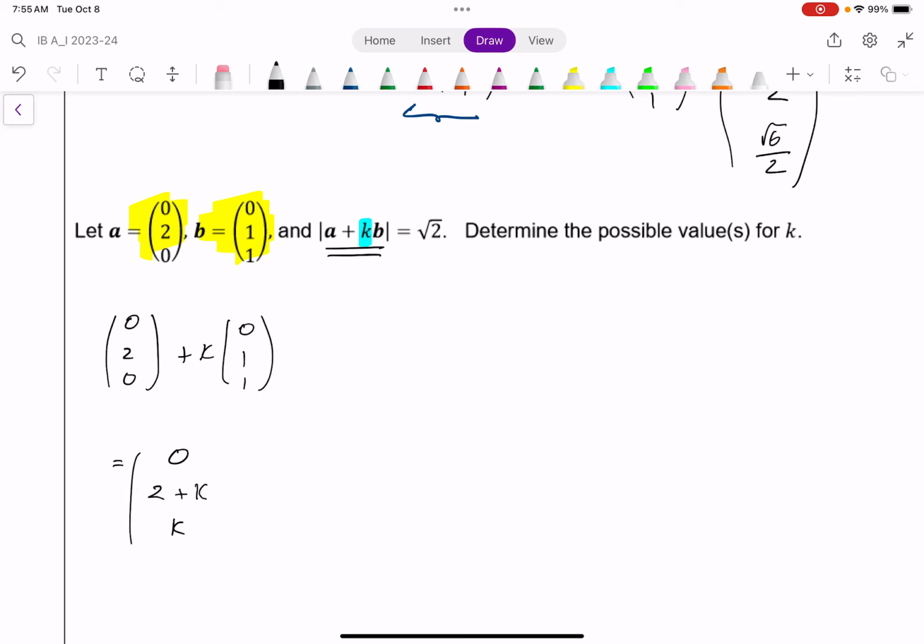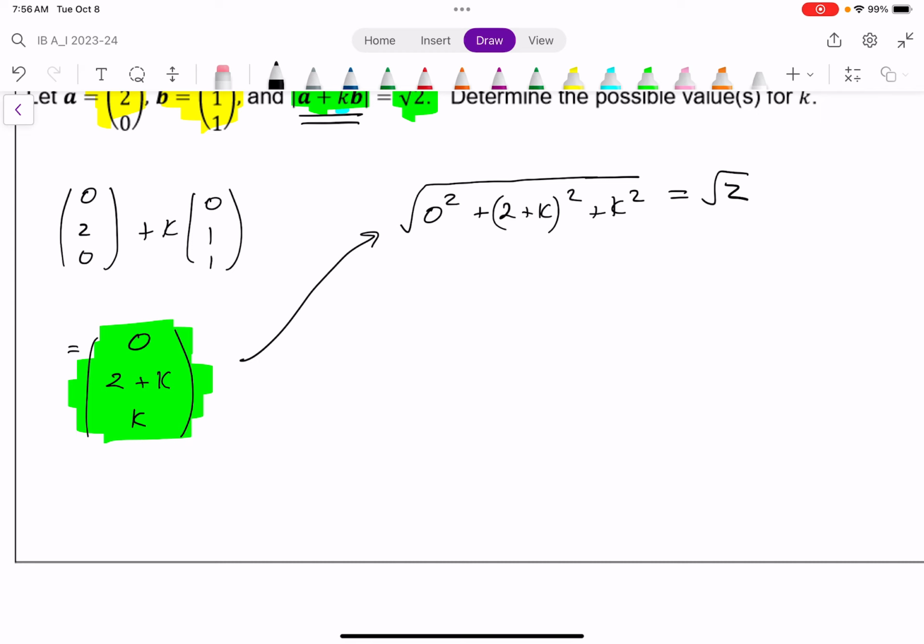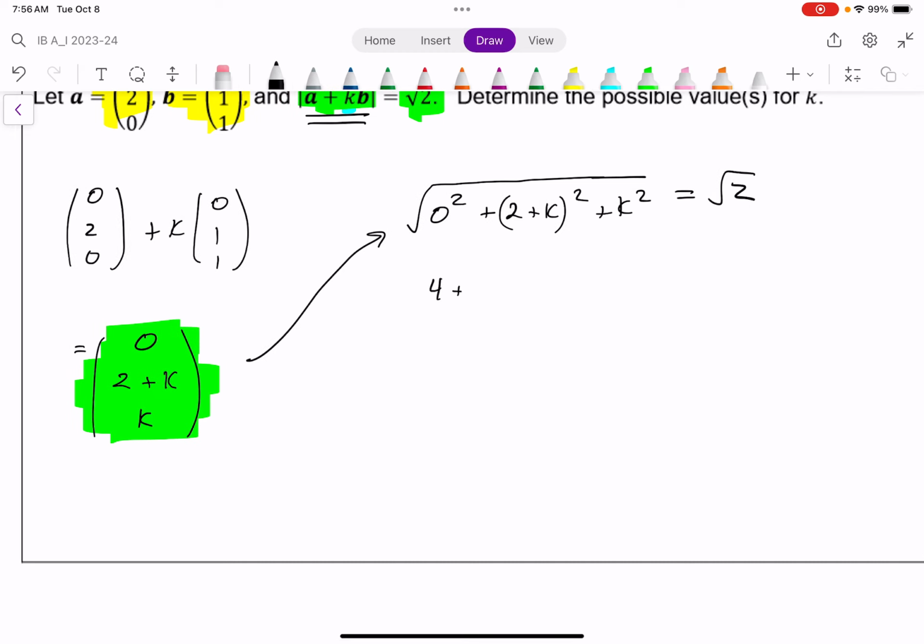All right, so this vector here represents a plus k times b. And we know the magnitude of this is root 2. So let's find the magnitude of this. Again, use the Pythagorean theorem: square root of 0 squared, which is clearly a waste of time, plus 2 plus k squared plus k squared. And we know all that equals root 2, which means we don't need to worry about the square roots anymore. And so cleaning up what I have in here, 2 plus k squared, that is 4 plus 4k plus k squared plus another k squared must equal 2.